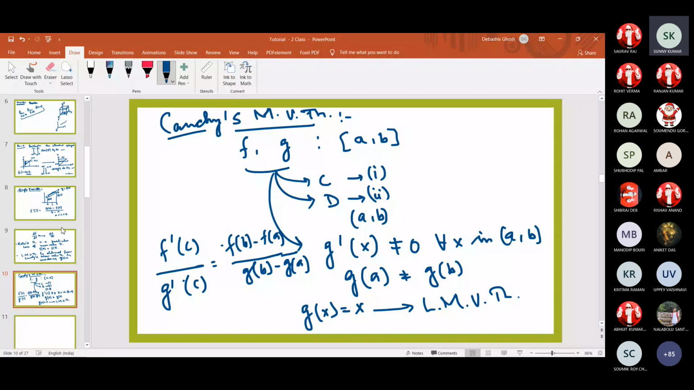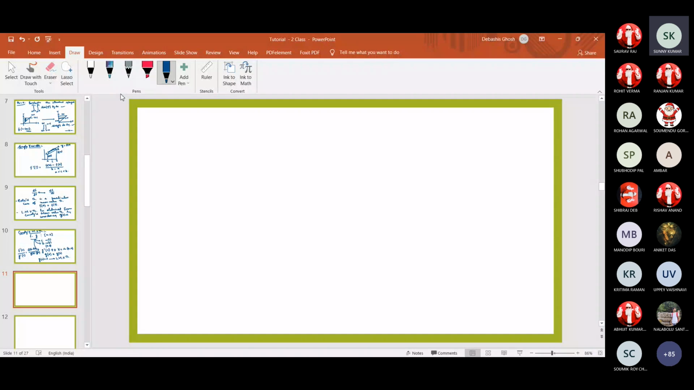One of the most important applications of this Cauchy's mean value theorem is L'Hopital's rule, or sometimes we call it L'Hospital's rule. Sir, here f and g are two different functions. Yes, of course, they are different functions.